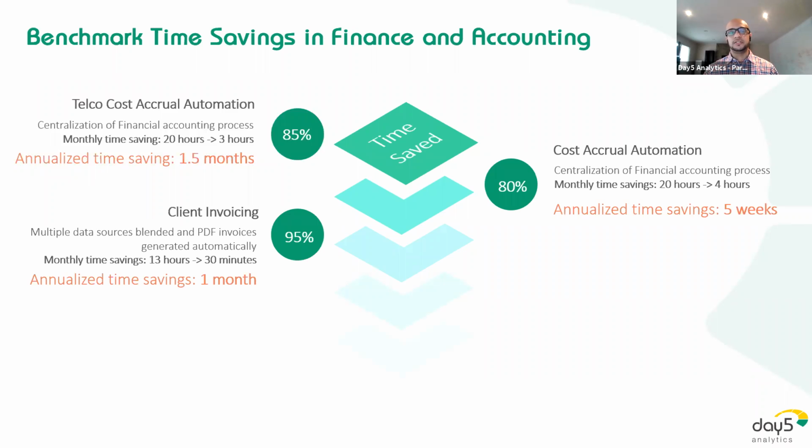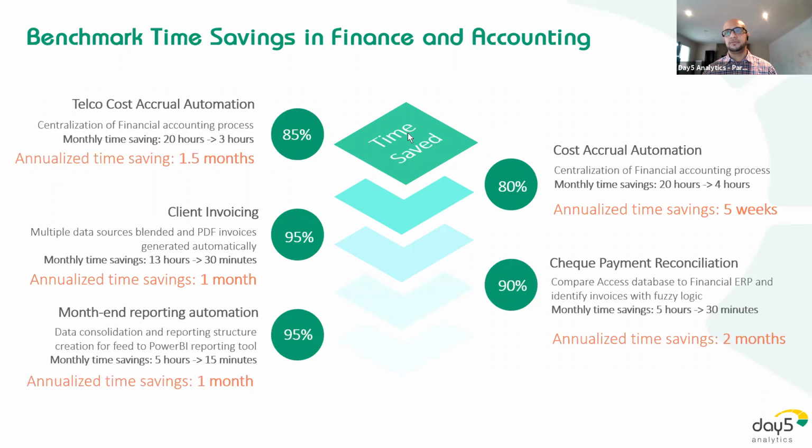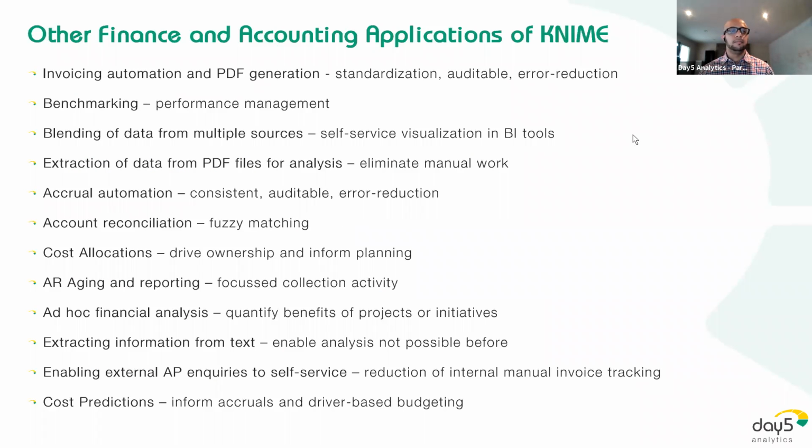Typically, you can expect to save between 75 and 90% of your manual spreadsheet time with Knime. And these are examples of what type of time savings we've seen with our clients. But it's not just all about time savings. There's other benefits to this, which I'll talk about in a second. But the other applications you could consider: invoicing and generation of PDFs, benchmarking, blending data from the different sources.